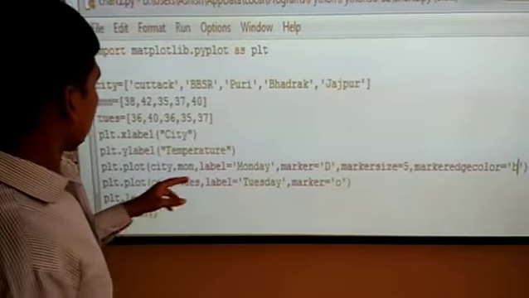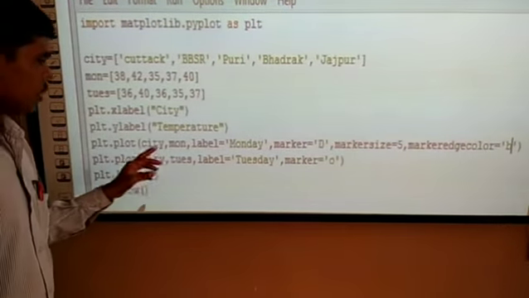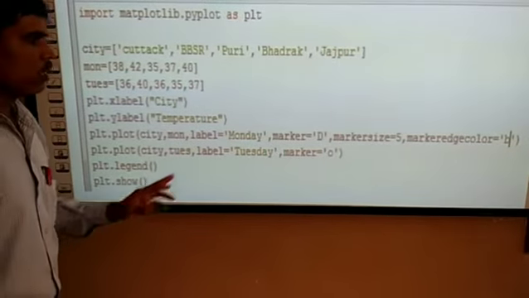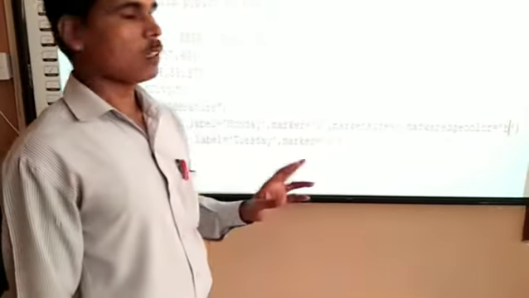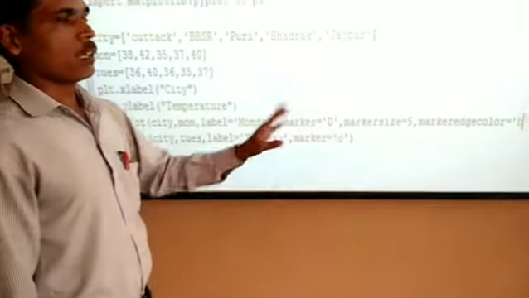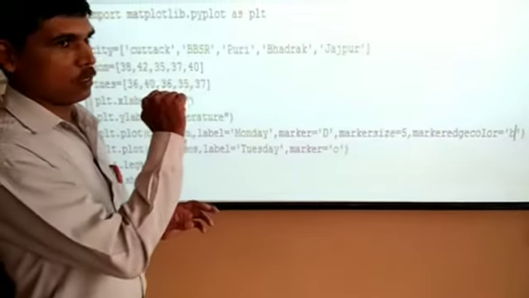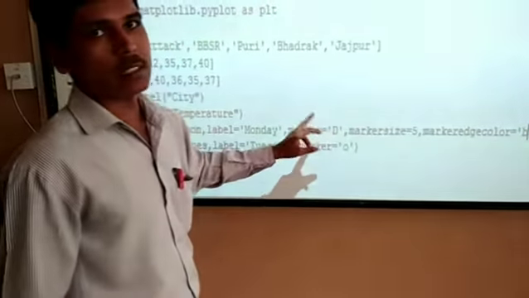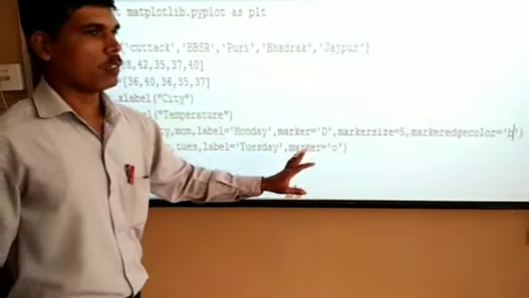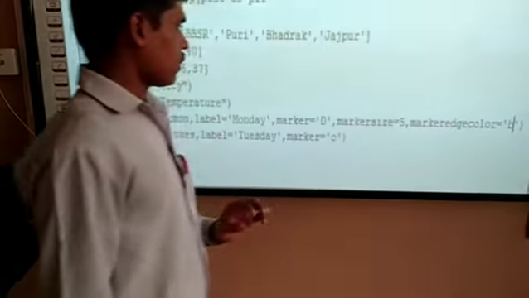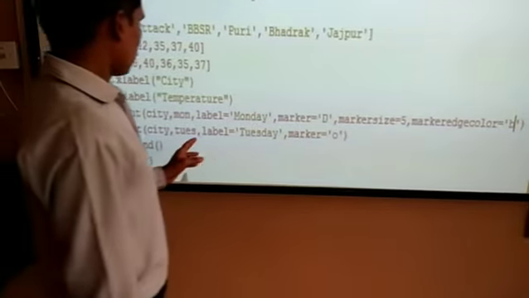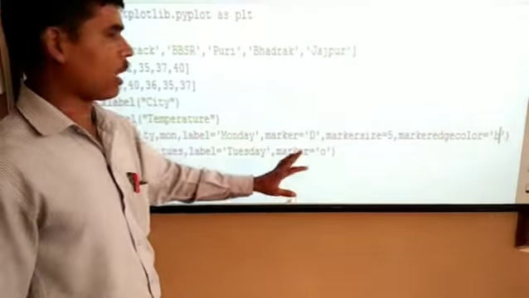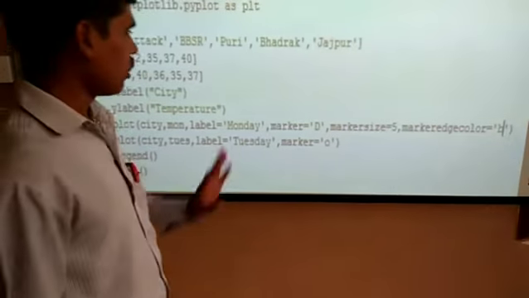Okay. Then plt.plot, city, Tuesday. It will draw a line for Tuesday. The label equals to Tuesday, marker equals to O. Here I have taken the marker as O. That means it will draw a circle. Marker equals to D means diamond. D for diamond. O for circle. Okay. It will draw a circle or oval. O for oval. Okay. D for diamond and O for oval.